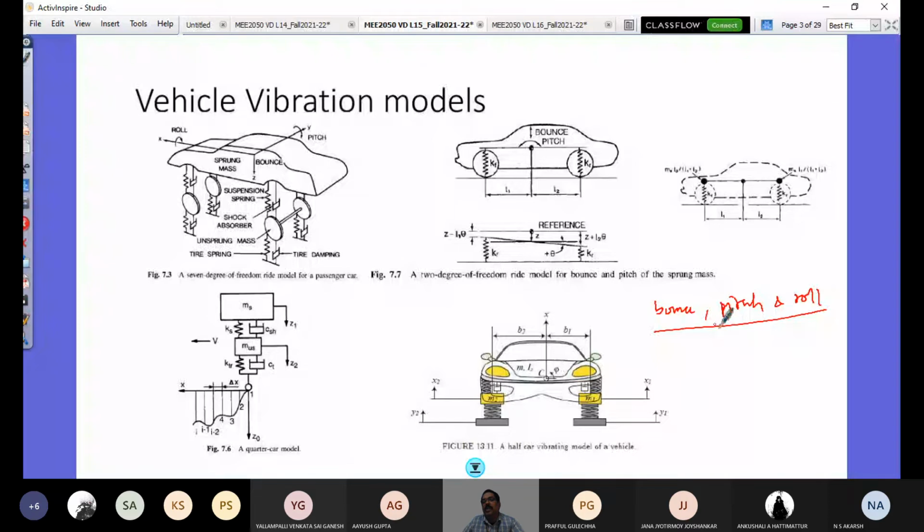Bounce is less annoying than pitch, and pitch is less annoying than roll. They all fall within 1 to 2 hertz. In a typical car, the bounce frequency is lower than that of pitch, and the pitch natural frequency is lower than that of roll, right? So why did I put all this? All this we have studied under the category called deterministic model.